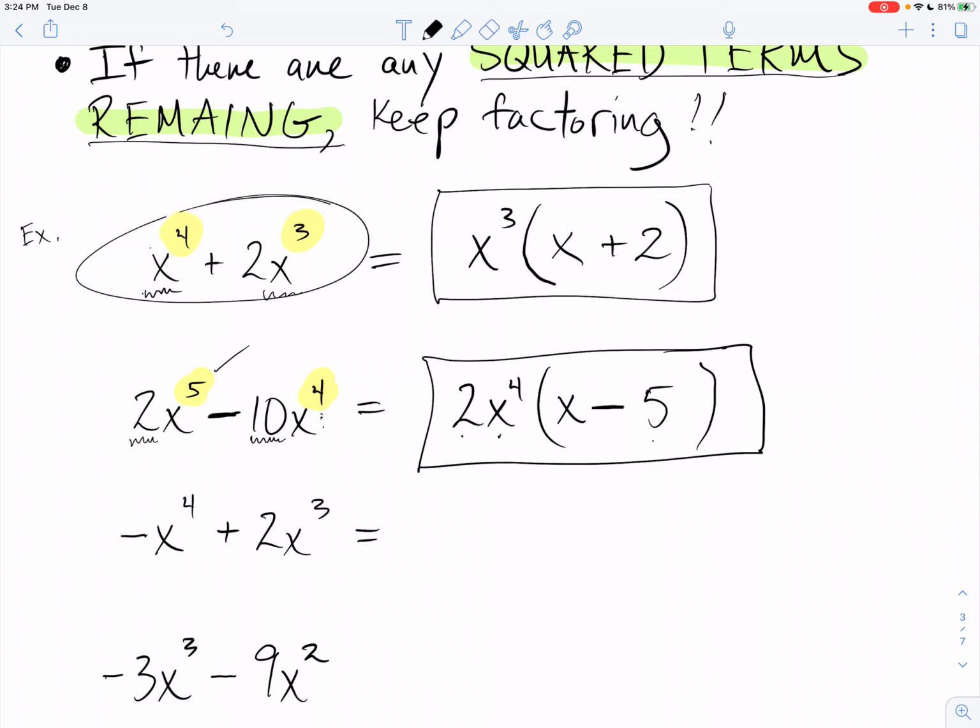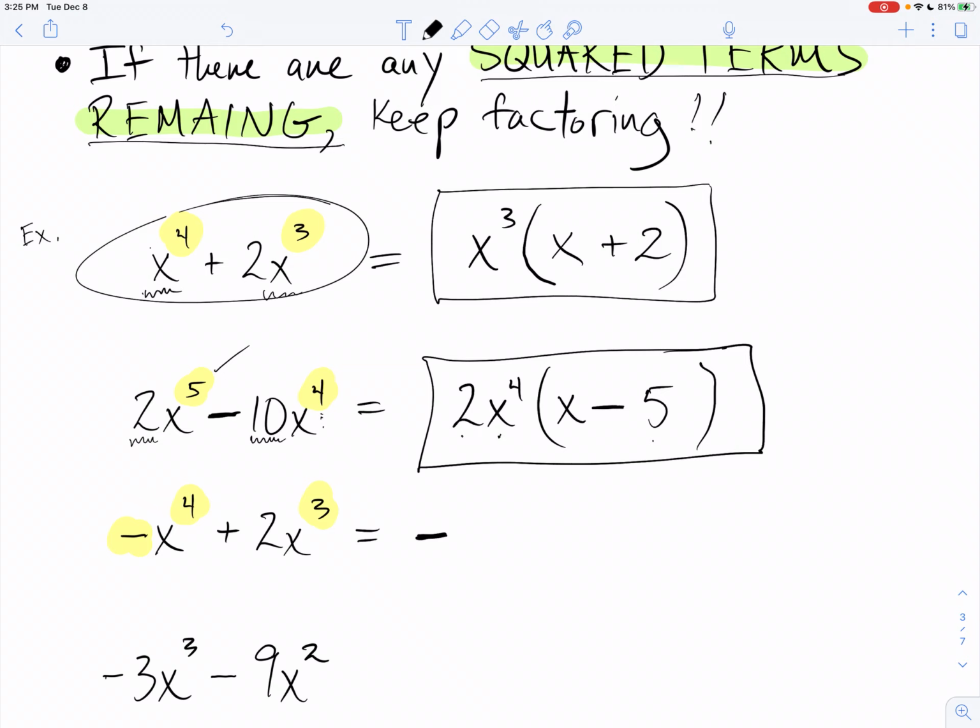Now, here's the first time this has happened. We have fourth power and third power. Who's higher powered? The fourth power, and it's negative. So this time, when I take out my GCF, I'm also going to include that minus sign.